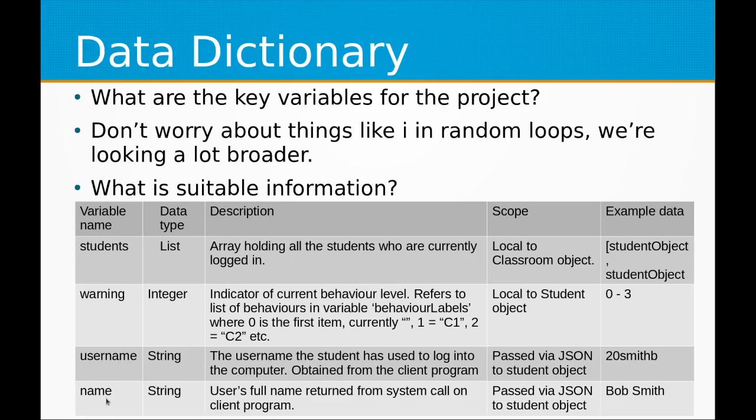In this particular one, I've done data type, a description, a scope, and example data. You could also have things like default values. This is just an example. You can do it how you want, provided you're showing the information which you need.